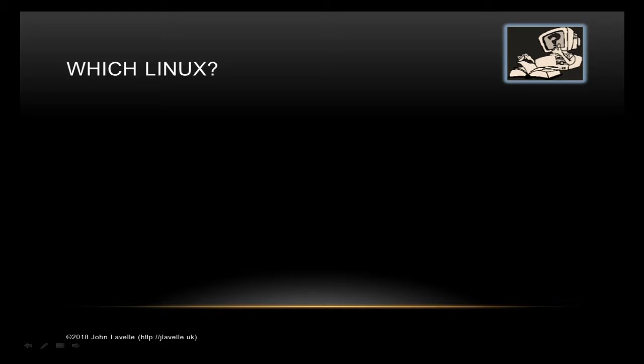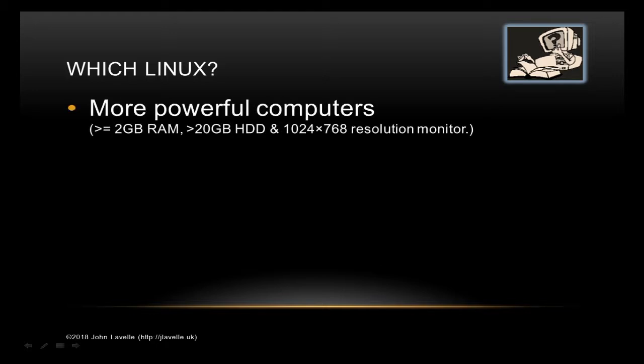As we're going to be putting this on a virtual machine, on VirtualBox, we do need quite a bit of memory and quite a bit of available space. So, for a more powerful computer, if you've got more than 2 gig of RAM available for VirtualBox, more than a 20 gig hard drive available for VirtualBox, and if you're running a second monitor, that monitor should be at least 1024 by 768. I would actually recommend 1280 by 1024 if you have it.